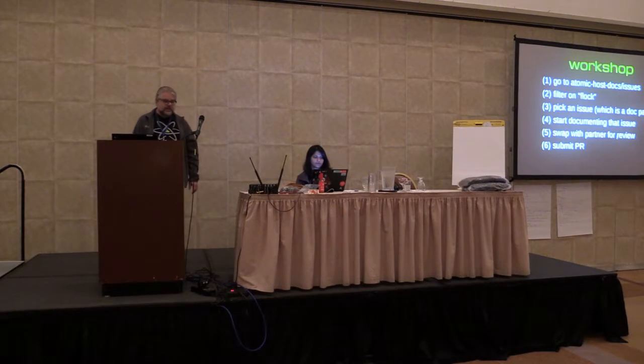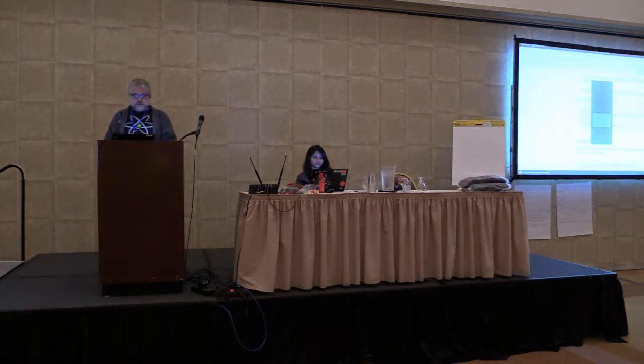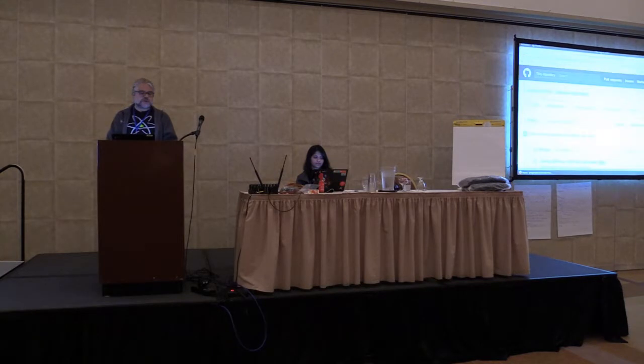So now it is time for us to write some documentation. Here's the way that this is going to work. We have a set of issues that have been created on the Atomic Host docs repo. These issues are tagged with flock. These are all missing documents that need to be added to the documentation. The issue has been named after the tree location in there. So this one, using OSTree compose, is looking for right here in the tree.